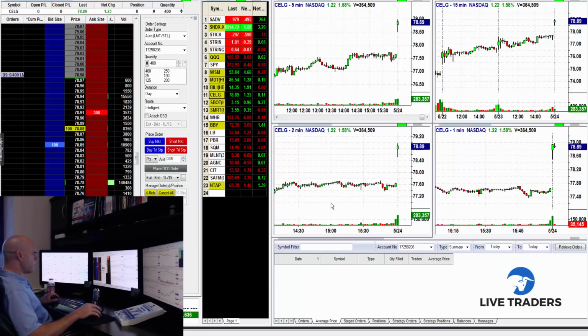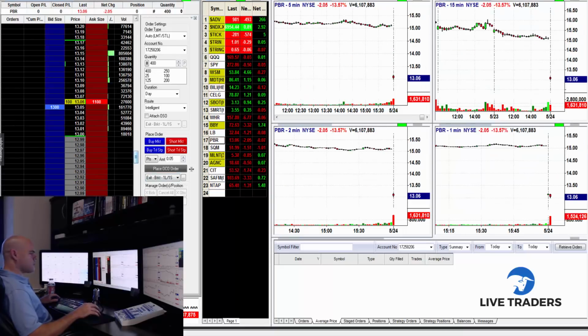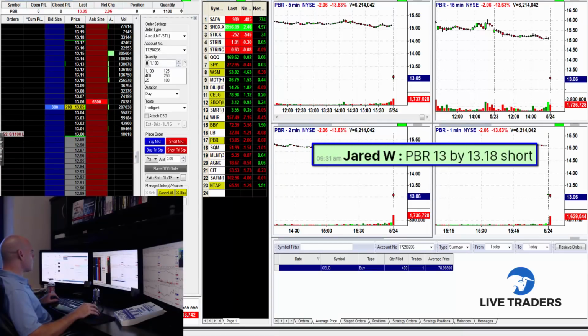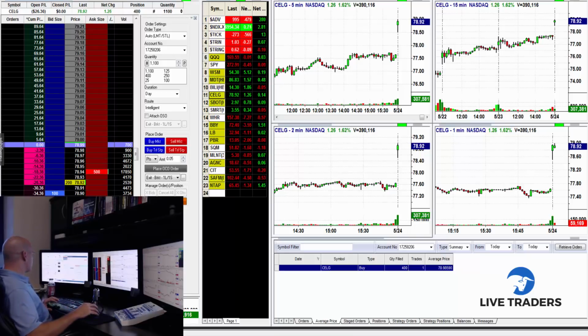PBR under 13 is very interesting, guys. If you're looking at a 20-cent stop, what kind of range does this thing do? About 50 cents? Let's do it, guys. PBR 13 by 13.18. Filled. PBR short, guys. All right, PBR short, guys. PBR 13 by 13.18 short.